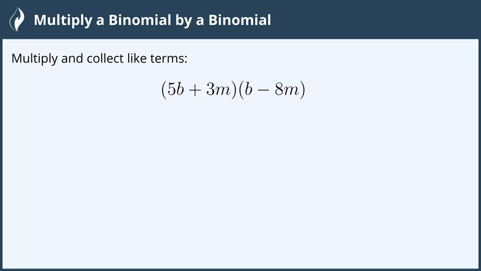This means I need to do the distributive property twice, so that everything in one of the polynomials is multiplied by every term in the other polynomial. And when I have two binomials, there's a mnemonic that can help us ensure that we get everything multiplied together and we don't miss any. So this mnemonic is FOIL.